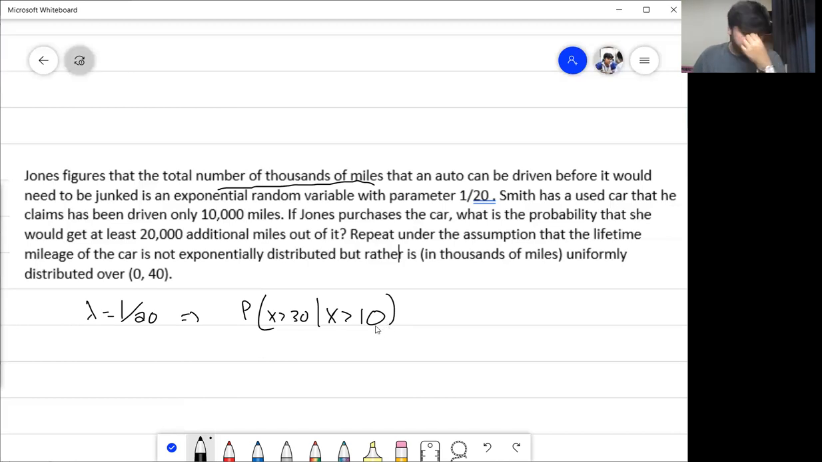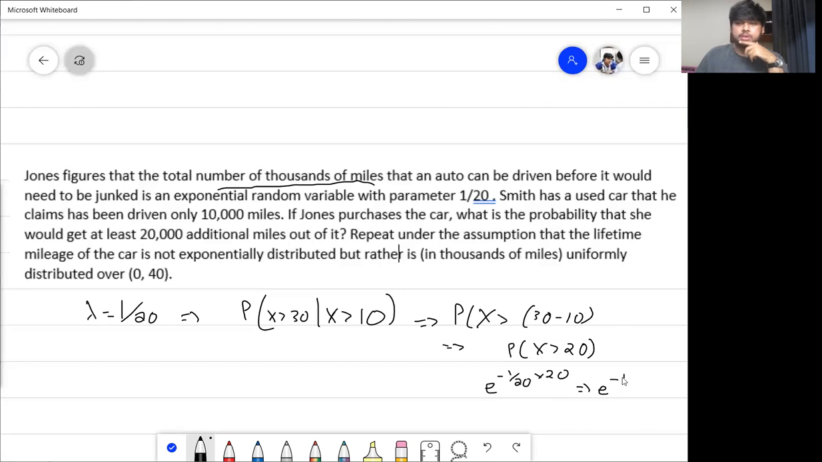Now this is where the memoryless property of exponential variables can come to our advantage. So this would imply that this can be written as x is greater than basically 30 minus 10. The difference is 20, right? So what we have to figure out right now is P(X > 20), and I've been given the parameter, so it's e to the power of minus 1 upon 20 into 20, that is e to the power minus 1.